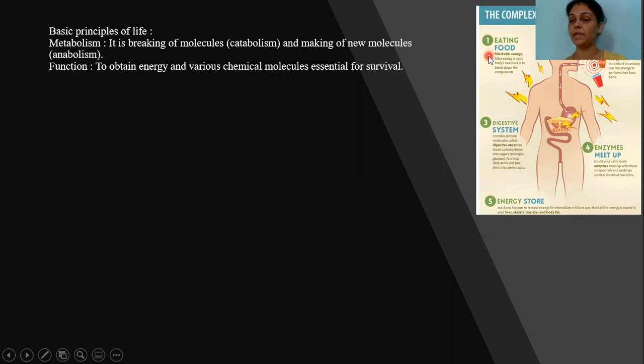So it starts from eating of food. When we take in the food, it releases energy. This energy will be used up for our digestive system. Digestive system will build up enzymes in our body. And lastly, the energy will be stored in the body, which will be used for metabolic activities or other body activities.